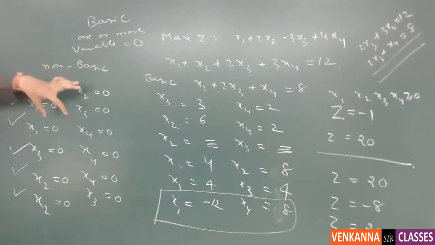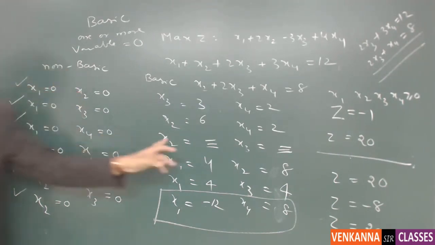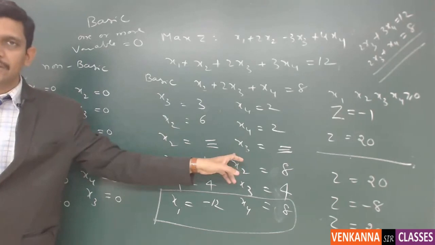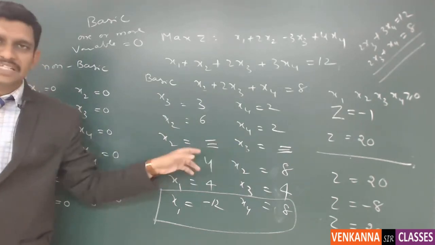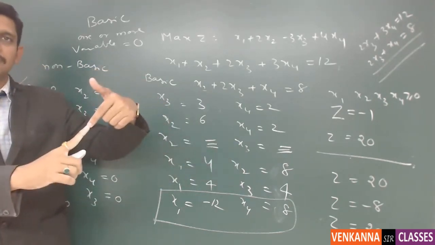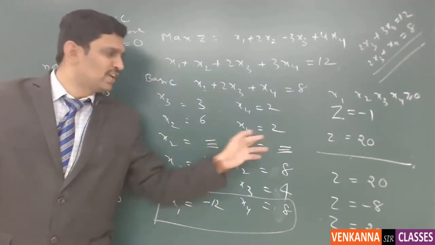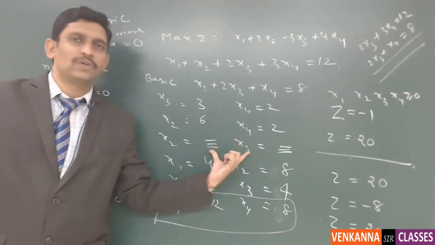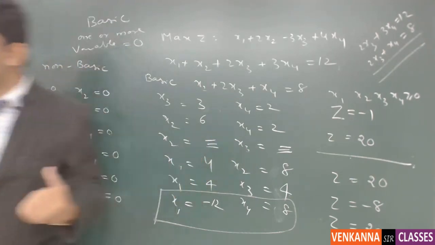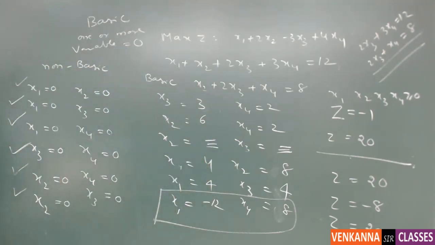So these two are non-basic here. x2 and x3 are basic variables. While solving the basic variables, you get dependent equations. So you should say one variable must be equal to 0 or two variables must be equal to 0. So such solution is called degenerate solution. Clear? Any questions? No?